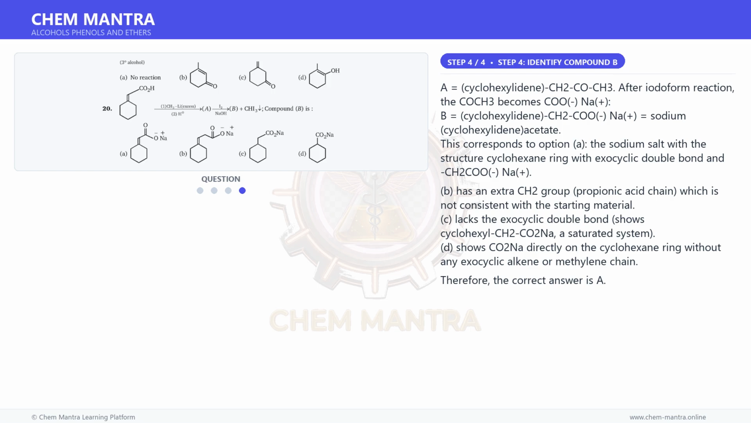And for the final step, A is cyclohexylidene CH2 CO CH3. After the iodoform reaction, the CH3 becomes CO2-Na+. B is cyclohexylidene CH2 CO2-Na+, which is sodium cyclohexylidene acetate.